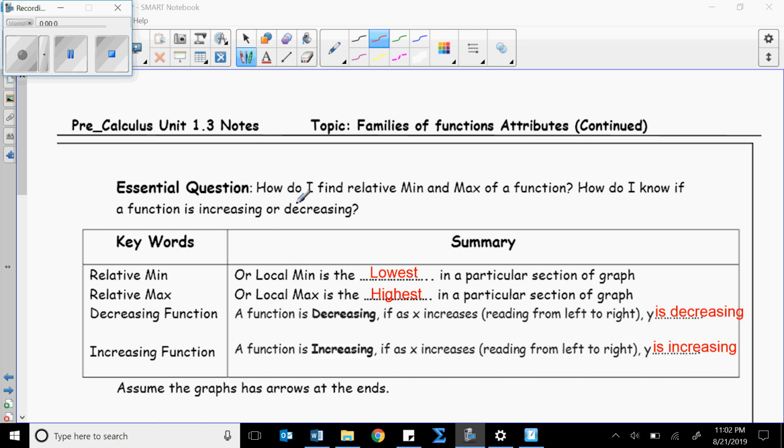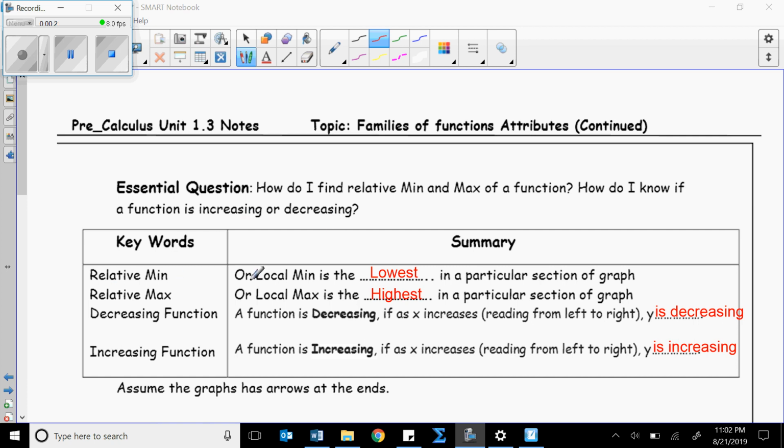Everyone. Today we're going to learn about attributes of families of functions. Some of the attributes that we're going to learn today are the relative min and relative max of the function. Also, we're going to learn how to say if a function is increasing or decreasing.